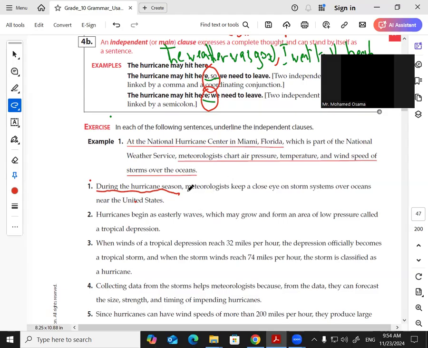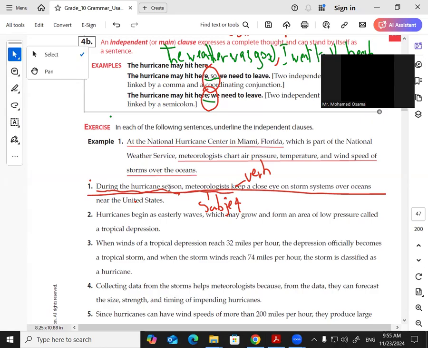Here we have the subject, meteorologists. This is the subject of the sentence. Where's the verb? The verb will be keep. Keep a close eye on the storm systems over oceans near the United States. So we will consider all of this an independent clause. Great. Now let's move to number two.